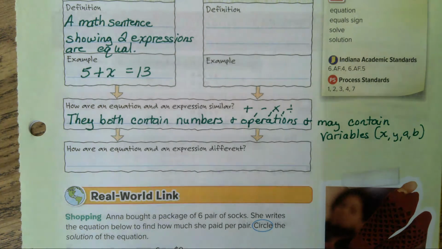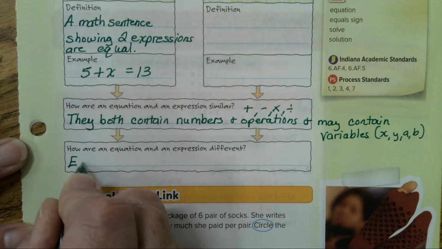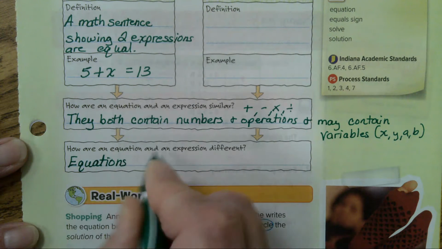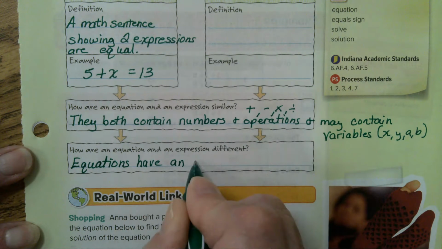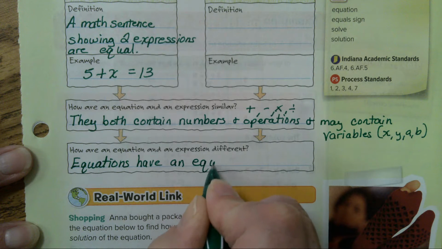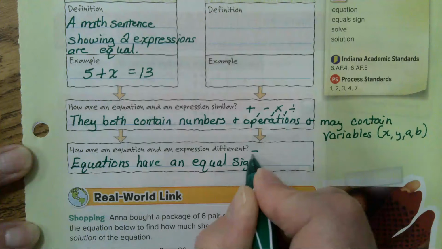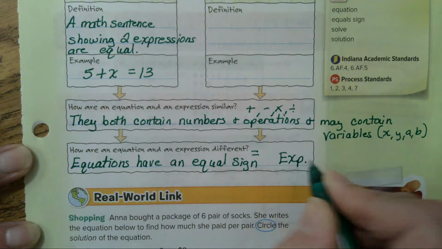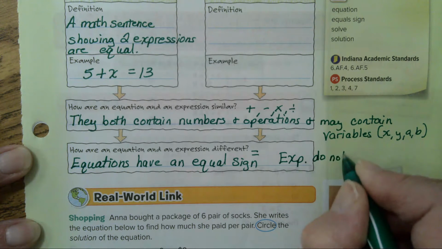It's the one thing. An equation has what? Right, an expression does not. Equations have an equal sign. Expressions do not. I'm just going to put EXP for expressions. Do not. Okay.